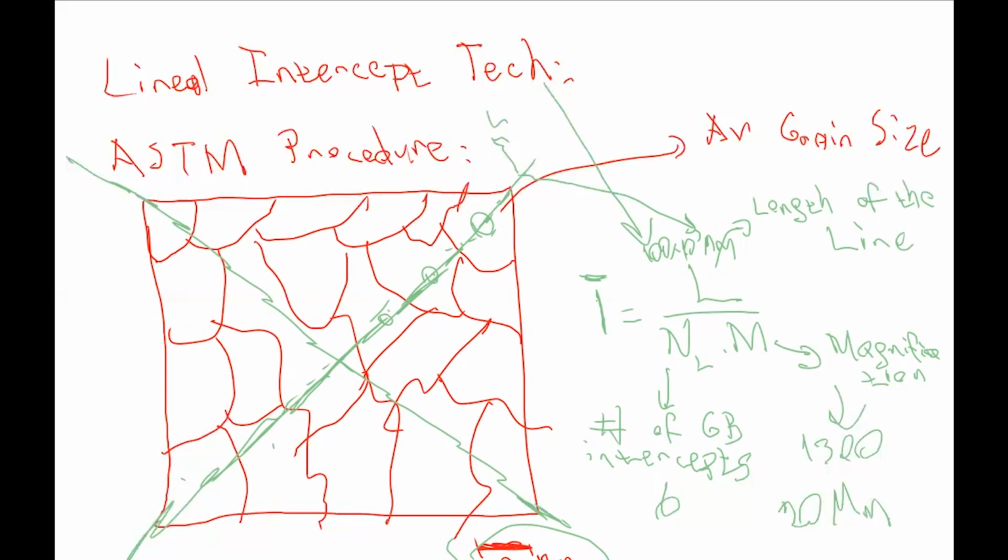So the thing is, we have to draw as many lines as possible to reflect the statistical deviation. We have to draw several lines to obtain statistically significant results. You can draw these kinds of lines, and you can determine the average grain size. All right.